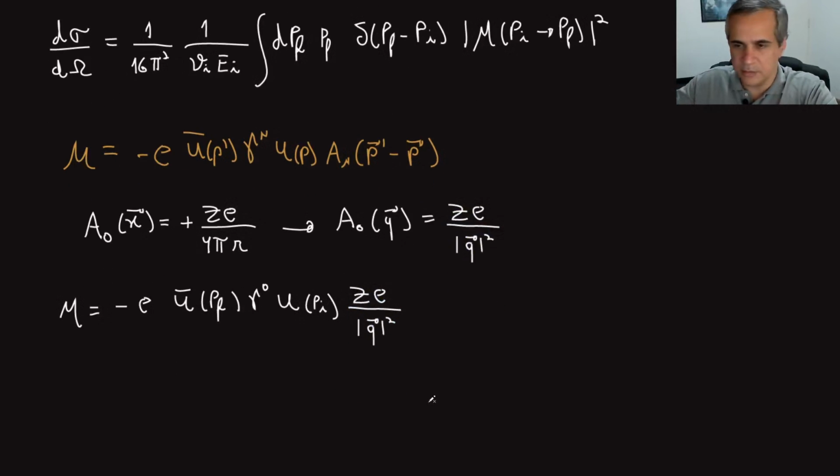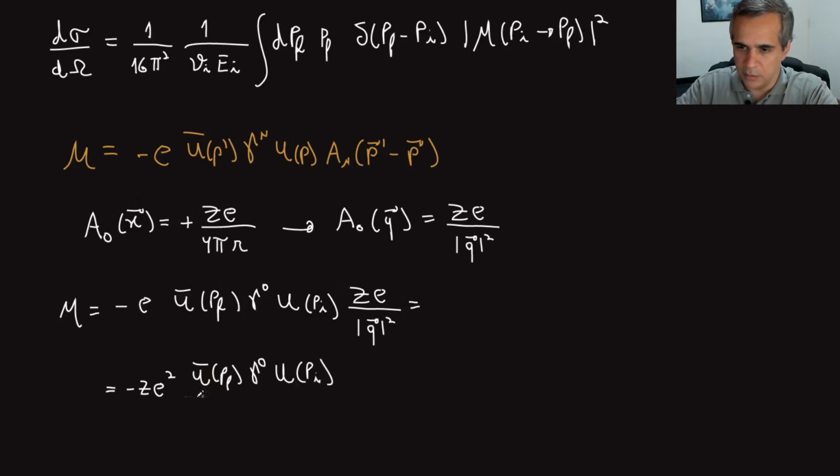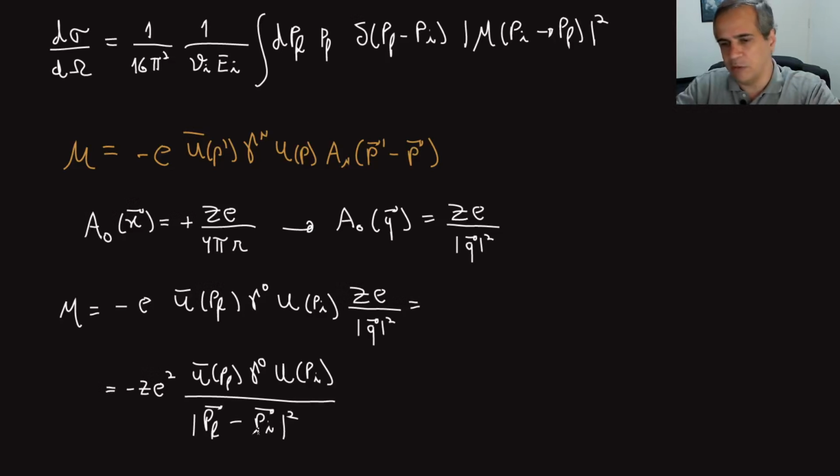Which I can rewrite more conveniently as minus Z e squared, u bar PF, gamma 0, u pi, over PF minus pi squared. So that's what I want to plug in the cross-section formula.